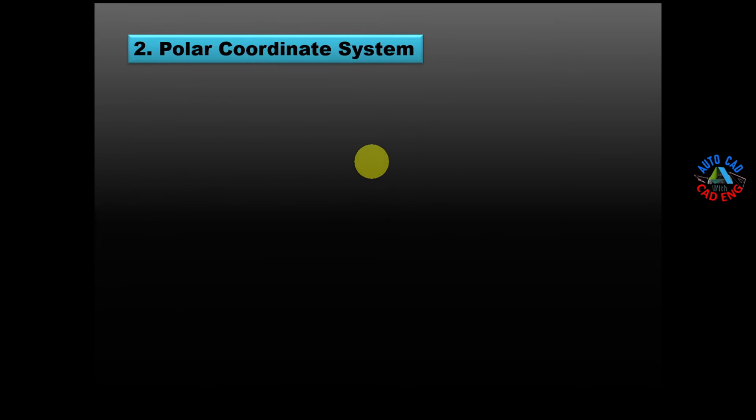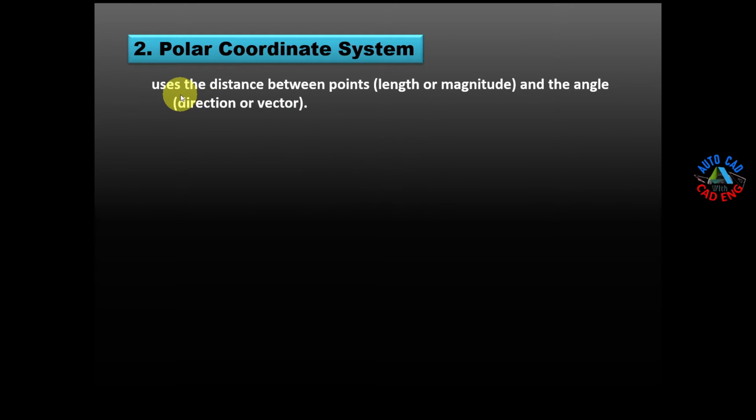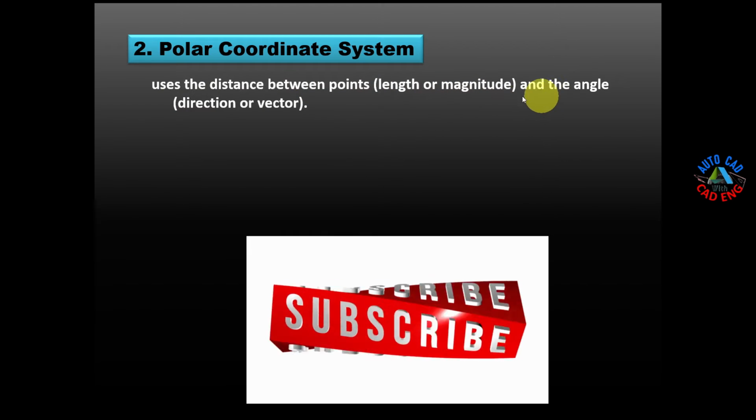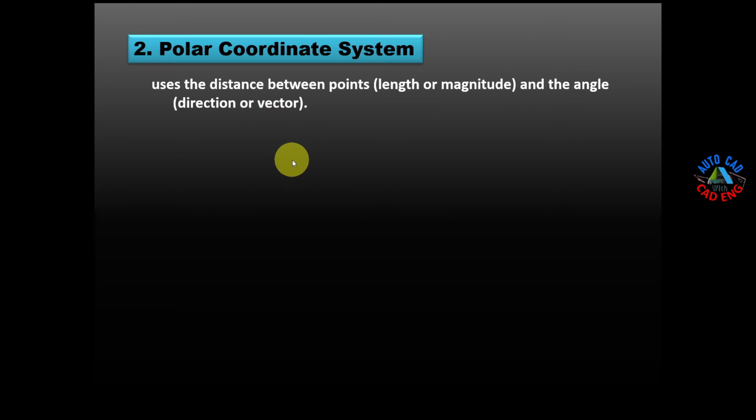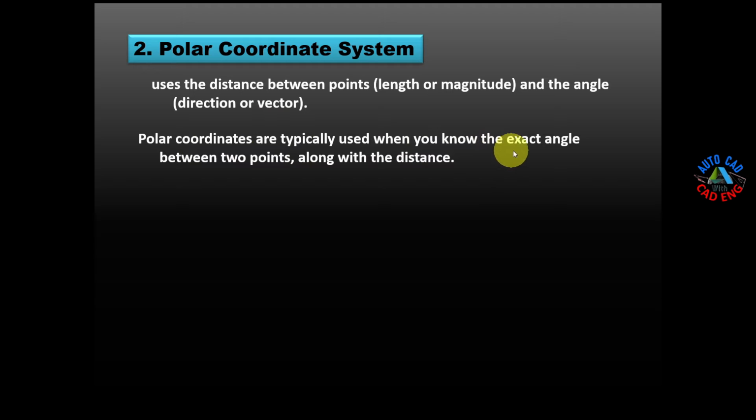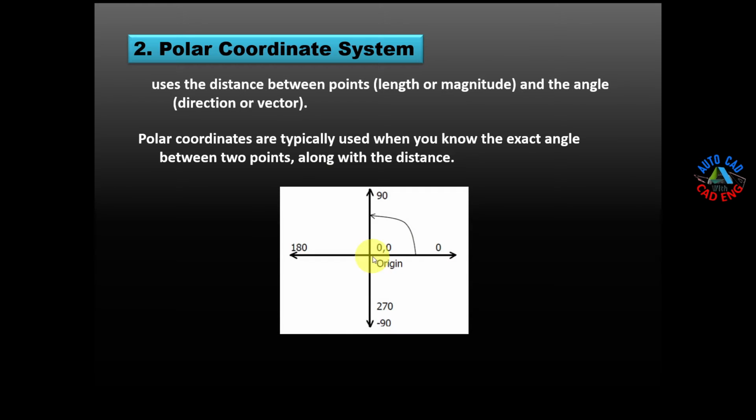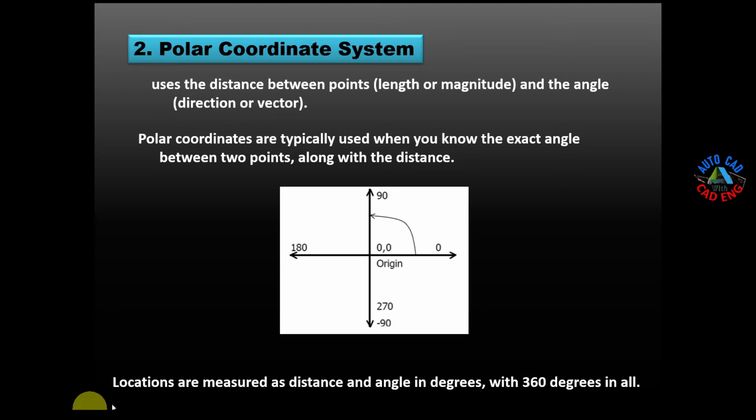The other system is the polar coordinate system. What is that? This system uses the distance between 2 points, the length or magnitude, and the angle, which is direction or vector. Polar coordinates are typically used when you know the exact angle between 2 points along with the distance. See here, this is 0 degree angle. Over here, this is 90, this is 180, 270, and this is 360, or again 0 degrees. So this is how you locate the angle of any length. Locations are measured as a distance and an angle in degrees within 360 degrees in all.